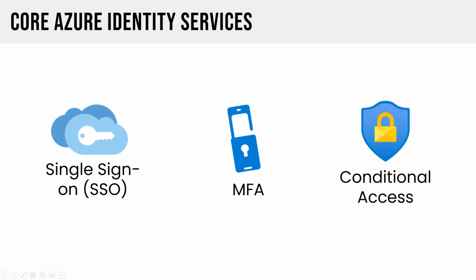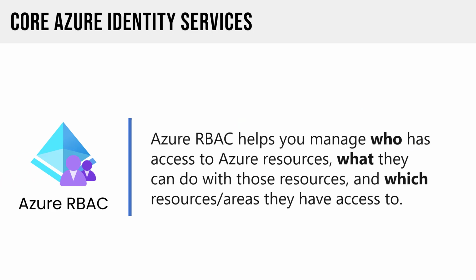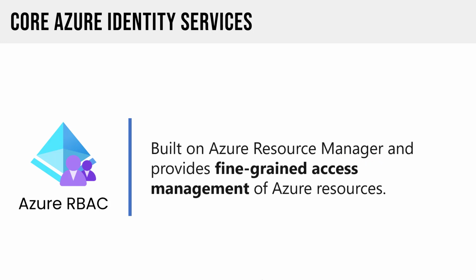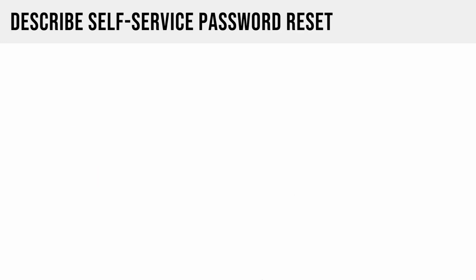You'll need to be familiar with some core identity services in Azure. So single sign-on, MFA, and Azure AD conditional access are all on the list that may come up on the exam. First, I'd like to talk for a moment, though, about role-based access control, RBAC. So in Azure, RBAC helps you manage who has access to Azure resources, what they can do with those resources, and which resources they have access to. It's built on Azure Resource Manager, and it gives us fine-grained access management for Azure resources. It's one element of implementing least privilege in your environment. So assigning minimum required privilege.